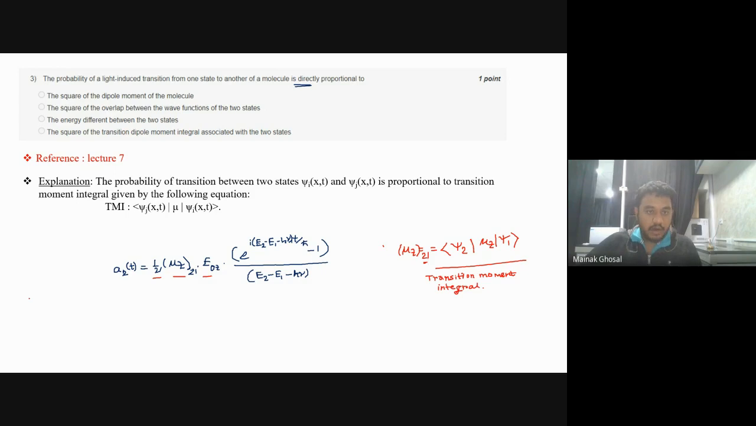Now, if you want to find the probability of transition between two states, psi i and psi j, you have to find A2. If you find A2, then you can find the probability of transition. For that, you can see here it is directly proportional to which factor? It is directly proportional to mu z21, but it is inversely proportional to what? The energy difference between the two states. What I was telling is that it is inversely proportional to that term, the energy difference between two states. Okay.